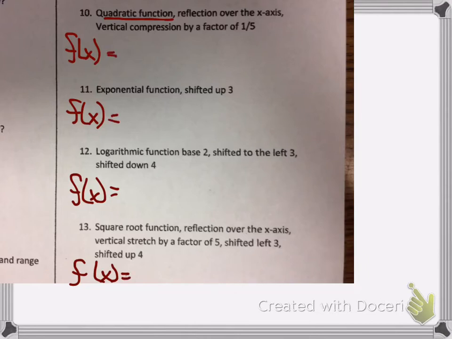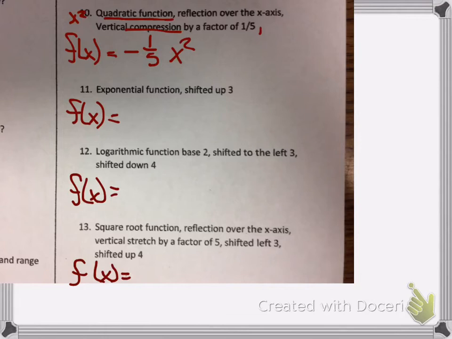Okay, so I've got a quadratic function, which means I'm going to be dealing with an x squared. So I'm going to keep that in mind, x squared. Reflection. Okay, reflection means I've got a negative. Vertical compression. Okay, vertical compression and stretches go in the front. So this 1/5 goes in the front. Nothing after that, so then it's just x squared and I'm done.